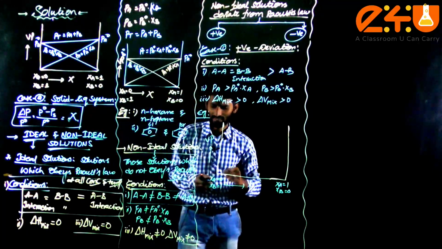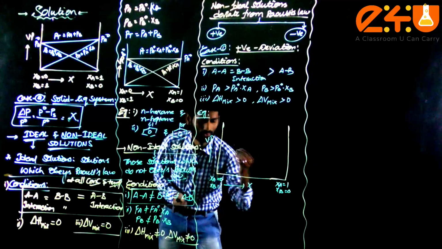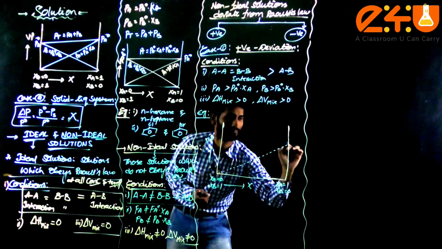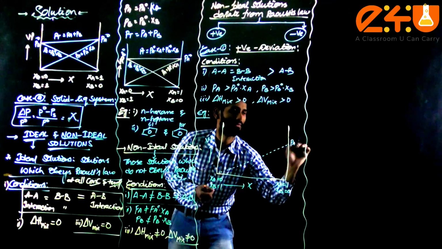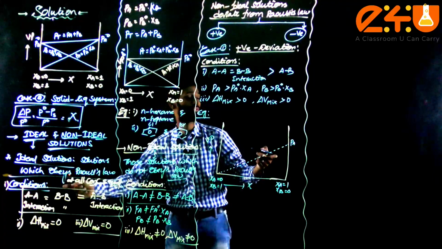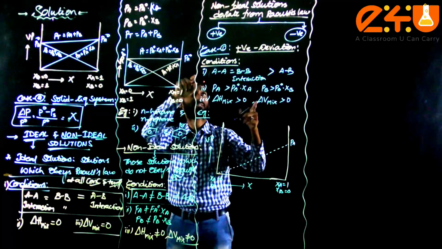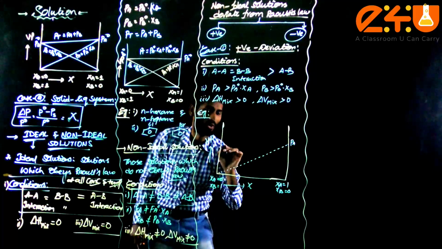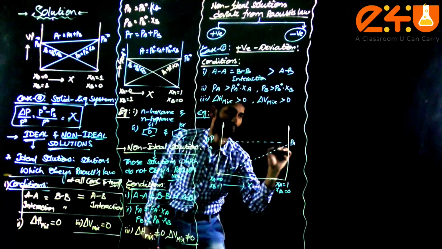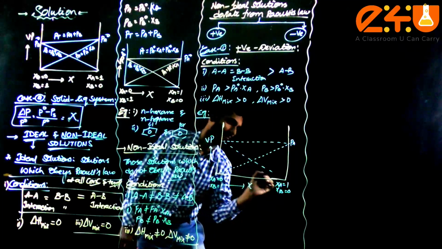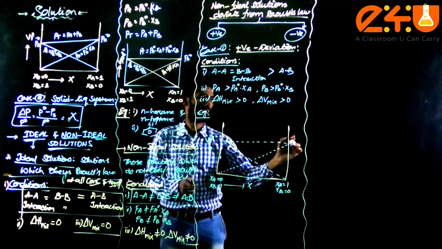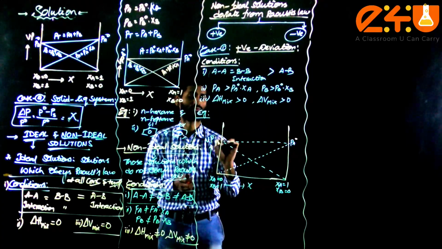First of all, what I am drawing here is the same line without deviating. This is PA naught. This dotted line indicates the ideal solution. Now how it is deviated, I will explain. This is initially the ideal solution. Understand, dear students? This is PA naught, and this is PB naught.